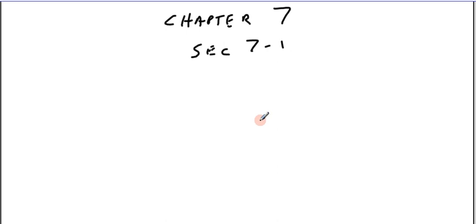Chapter 7, however, has to do with Laplace transforms, and all the engineers are going to be required to use Laplace transforms to solve differential equations. So that's just one of those things. Okay, so Laplace transforms.